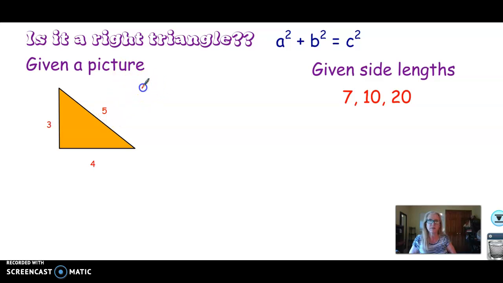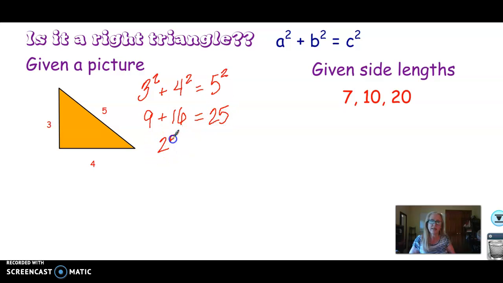So to test this one out, we would do one leg squared plus the other leg squared equals hypotenuse squared. And if this works out, it's a right triangle. If it doesn't work out, it's not. Well, 3 squared is 9, 4 squared is 16, and 5 squared is 25. And so we discover, when we add 9 and 16 together, that this is one that works out. So yes, this is a right triangle.